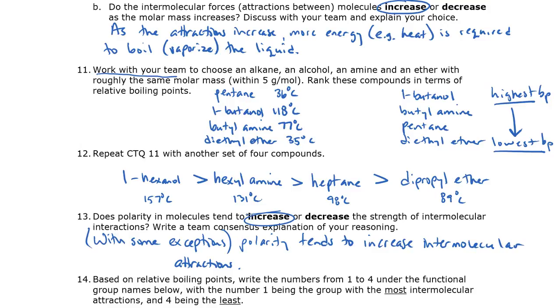When I look at the ones that I listed as polar, the only ones I listed as nonpolar were the alkanes, which is this one, nonpolar, and this one, nonpolar. So in general, 2 of the 3 polar ones have higher boiling points and therefore have more intermolecular attractions. So I think it's fair to say polarity tends to increase the intermolecular attractions.